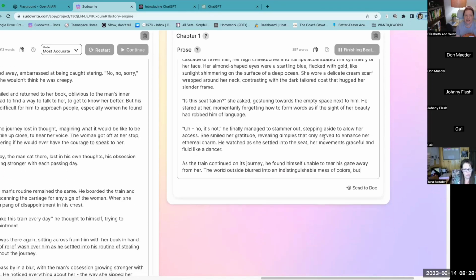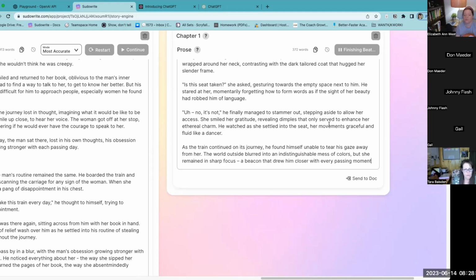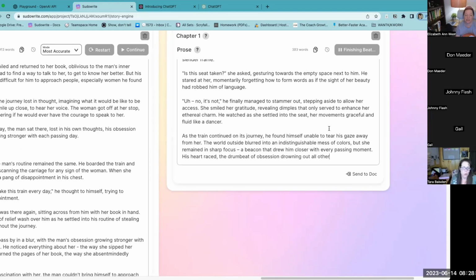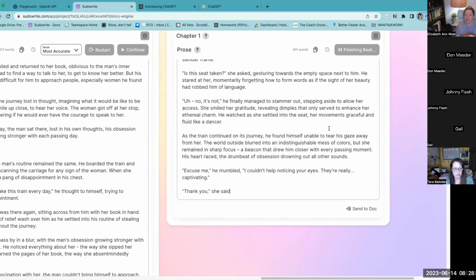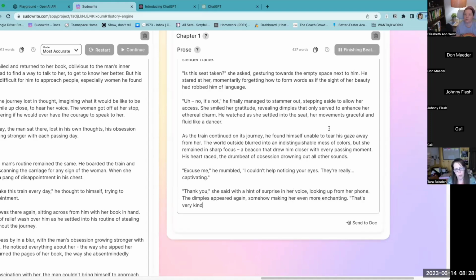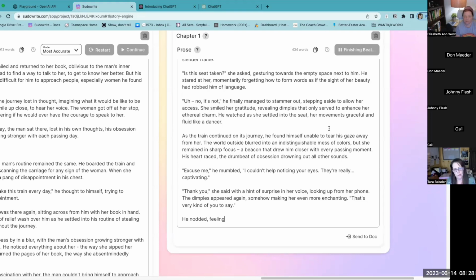So she asks if the seat's taken. He's stammering. That's cool. That's part of cool characterization there. And if you were really writing this thriller, the idea that he's going to kill her is what the reader's expecting the whole time, and then the reader's going to find out she's killed someone. That's very powerful.